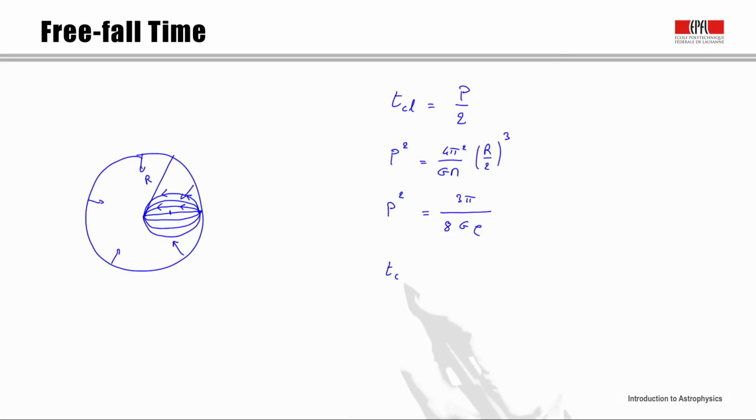The freefall time is equal to the period divided by 2. Since the period is squared, I have a square root here. The freefall time is the square root of 3 pi divided by 32 G rho. What we especially notice is that the freefall time only depends on the density rho.